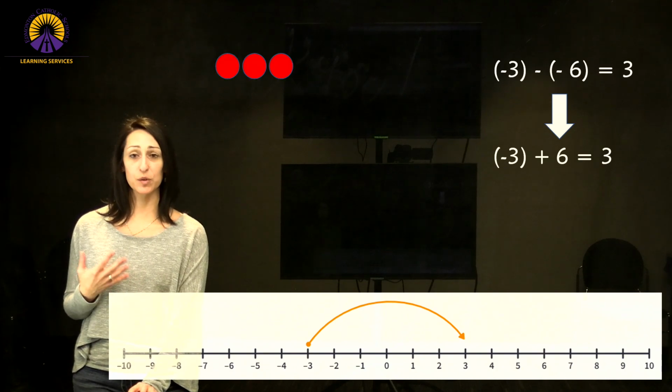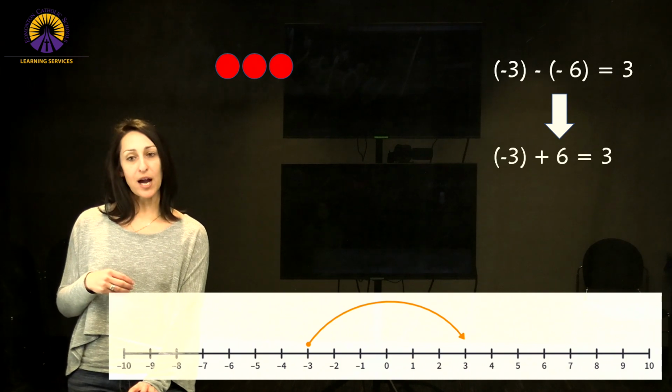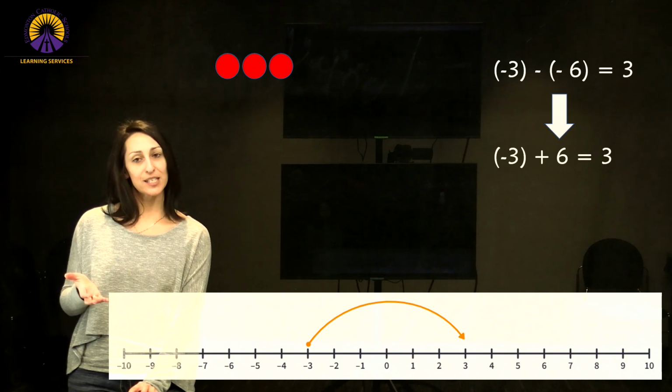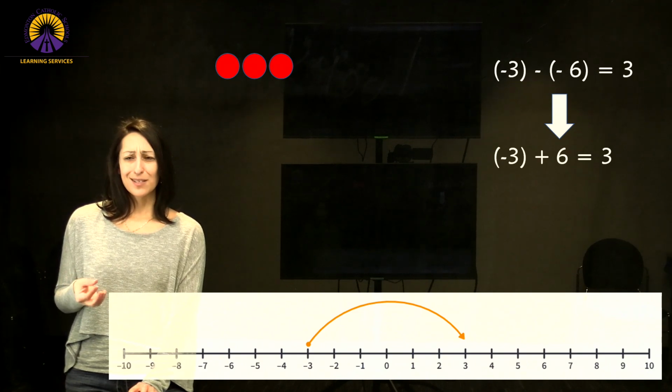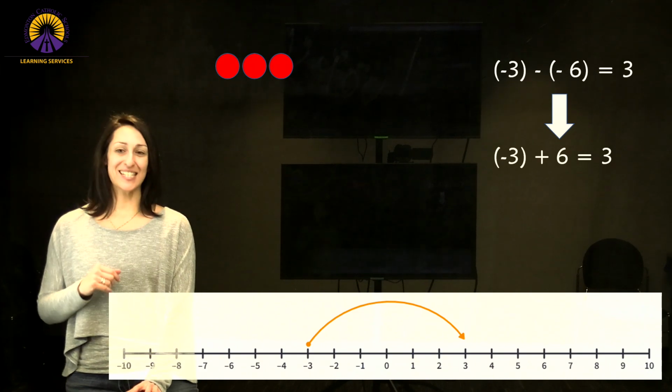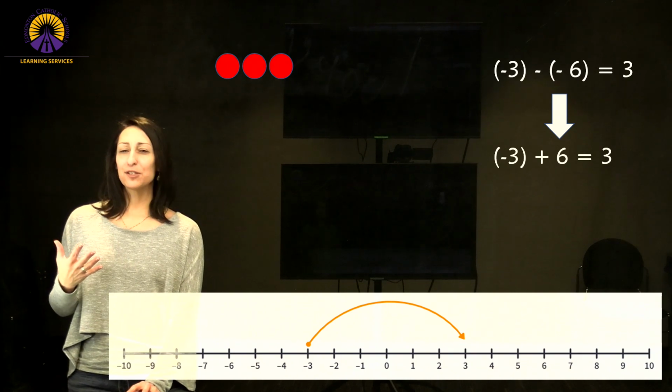So in the previous videos, we talked about having -3, that's where I'm starting from, and I need to subtract -6, but I don't have a -6 to subtract. So what I'm going to do is add 3 more negatives to be able to get those -6 that I need.